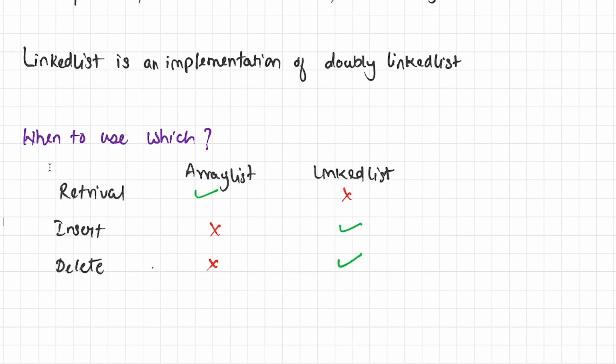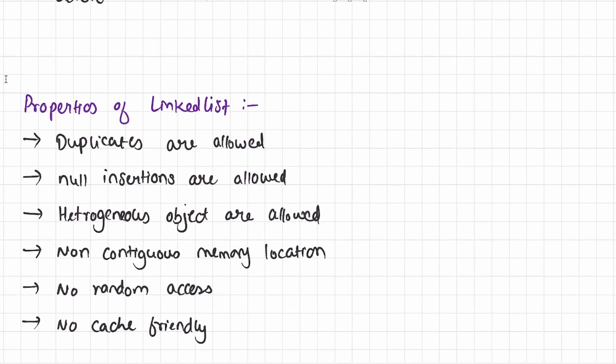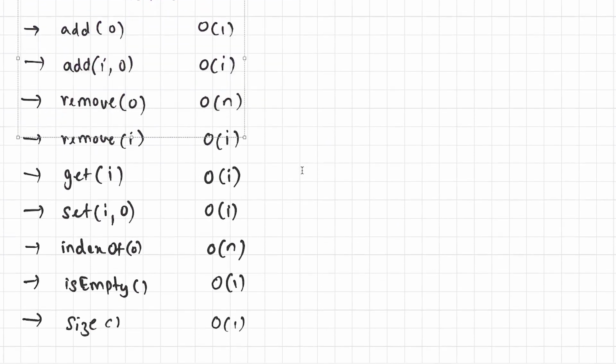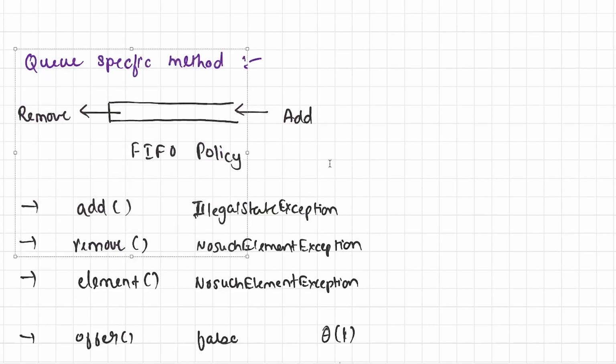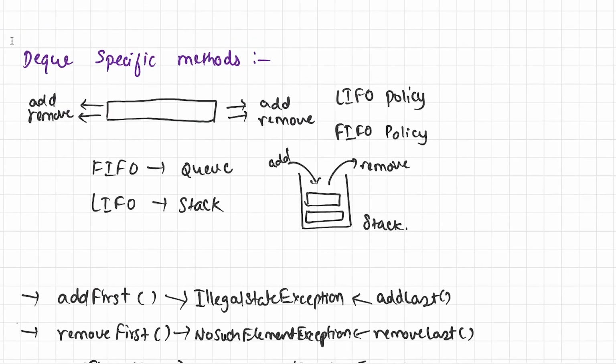When we have frequent retrieval operations, it's better to use array list. If not, you can use linked list. And if you have frequent insert and delete operations, in that case you can happily use linked list. Then we saw a few of the properties of linked list, and some of the most common methods available in linked list as well as array list. Then we saw the methods specific to the queue data structure, and then the methods specific to the Deque data structure.